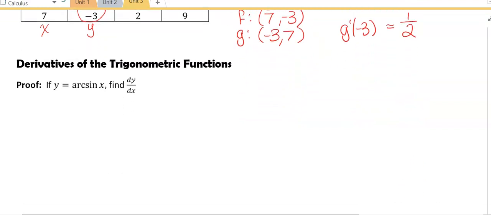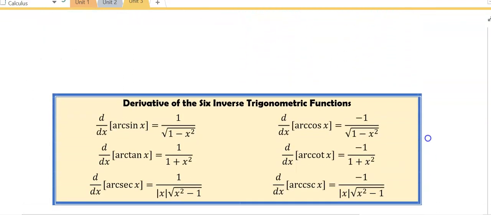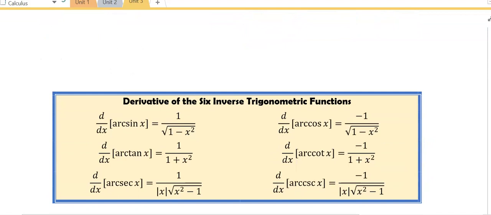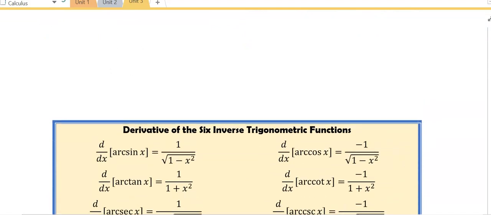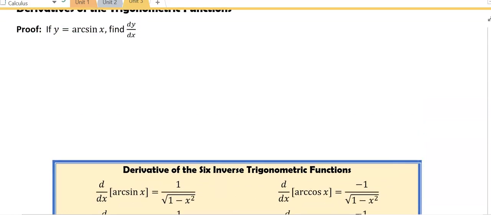Right, next, the derivatives of trig functions. So this table here has a lot of information, all these derivatives of the 6 trig functions. What we need to do is memorize these. But first off, let's derive and show where the first one comes from.